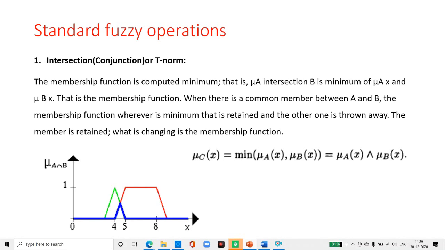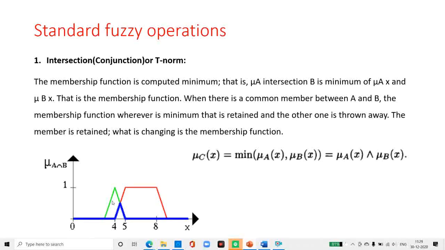So all the members that are common between A and B, their membership will follow this blue curve. There are two things we are doing here. We have two sets, set A and set B. Classically, what we see is the common members between A and B. But we are not only seeing the common members, we are also seeing what their membership function is.